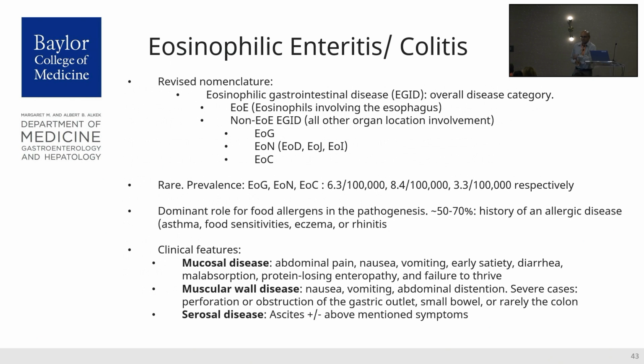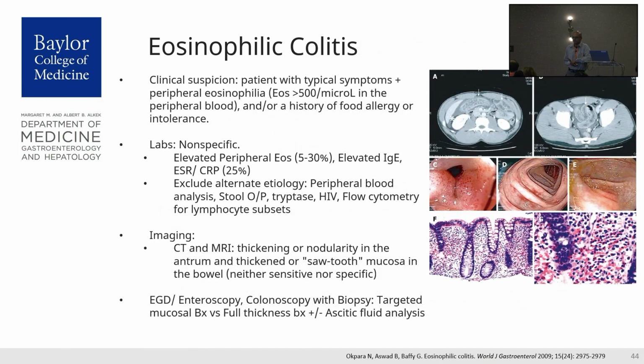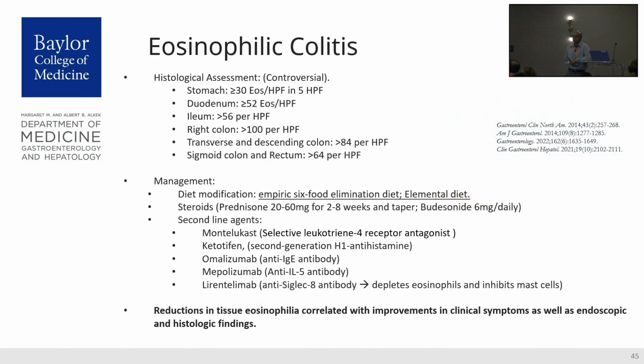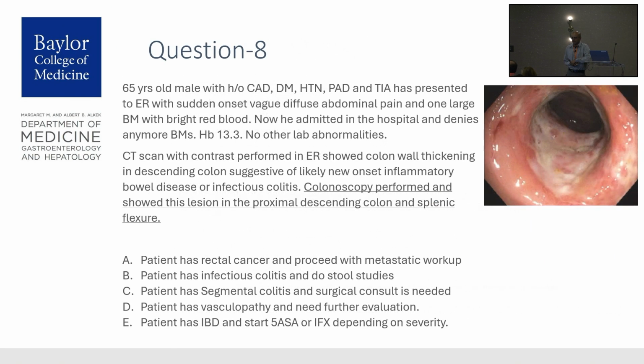Okay, this is a 65-year-old vasculopath patient. The patient has coronary artery disease, diabetes, hypertension, peripheral arterial disease, TIA. So all the vessels are having an issue. The patient came with vague abdominal pain and one large bowel movement with bright red blood, and a CT was done. I have had patients come as outpatients like this.